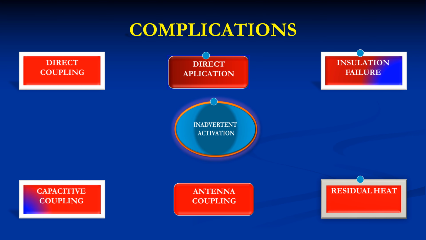Again, complications. Now we will discuss the complications of monopolar electrosurgery. During my discussion, I will also mention the complications of bipolar electrosurgery. In these slides, I put a black dot on the complications of bipolar electrosurgery to have a look at it. Complications can be summarized into direct coupling, direct application, insulation failure, inadvertent activation, capacitive coupling, antenna coupling, and residual heat effect.